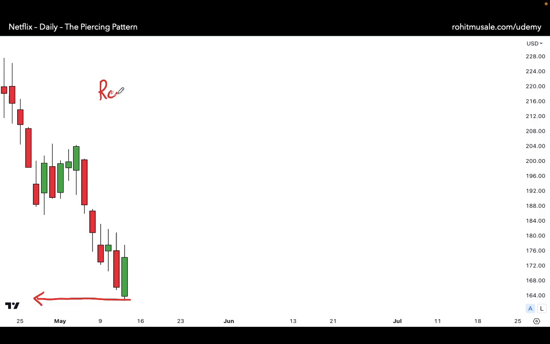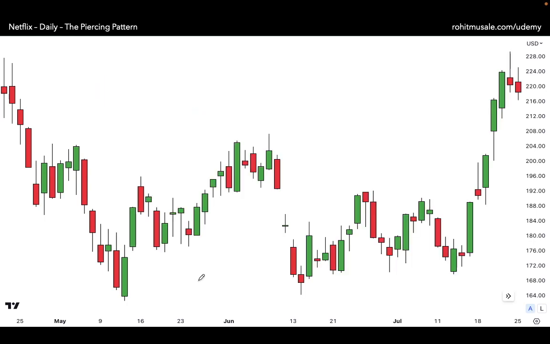There are two types of trades, reversals and continuations. Reversals are risky trades. That is why you need as many confirmations as possible. So let's look at what happens after this piercing pattern. As you can see, the price goes up. Now the problem with waiting for price confirmation is that by the time this candle closes and gives us price confirmation, the price has already rallied.